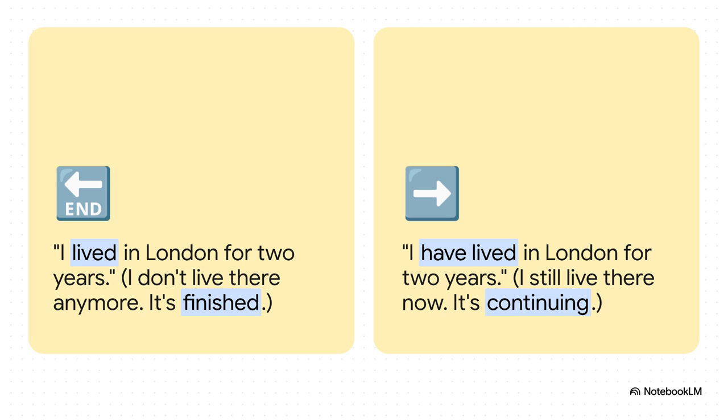If I say, "I lived in London for 2 years," what does that mean? It means I don't live there anymore. It's a finished part of my life story. But if I say, "I have lived in London for 2 years," that tells you something completely different about my present. It means I started living there 2 years ago, and guess what? I'm still there. See the difference? One is just a memory, the other is my reality today.